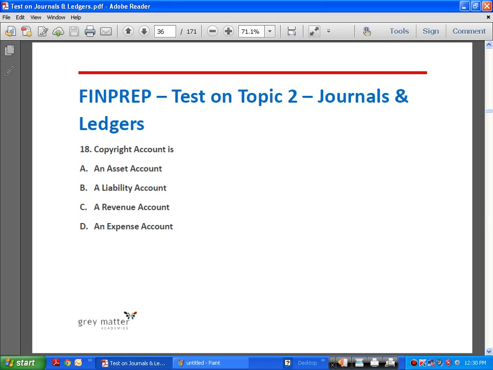Next we come to copyright account. Copyright is an intangible asset. For example, music companies have copyrights. Publishing companies also have copyrights. So these copyrights are intangible assets, and hence copyright account is an asset account.